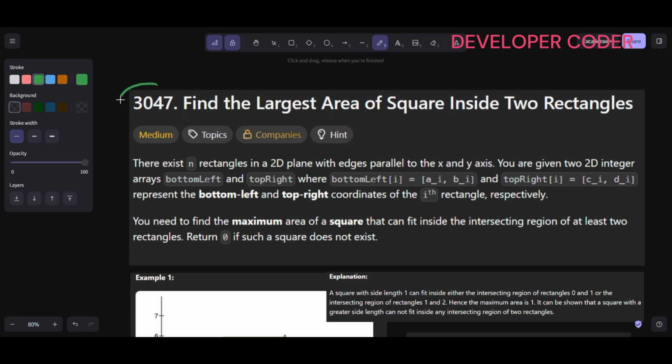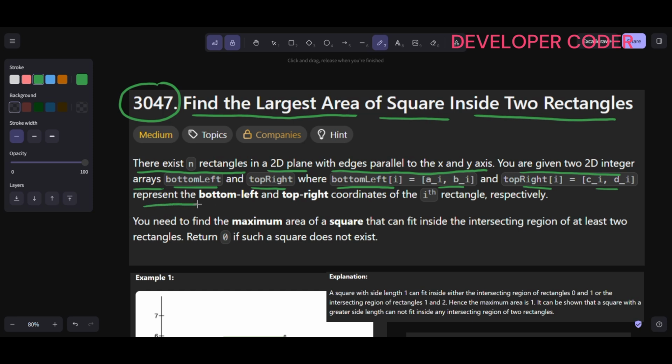Problem number 3047. Find the largest area of square inside two rectangles. So let's read the problem statement. There exist n rectangles in a 2D plane with edges parallel to the x-axis and y-axis. You are given two 2D integer arrays, bottom left and top right, where bottom left of i has two values, a and b, and same way top right has two values, c and d. It represents the bottom left and top right coordinates of the ith rectangle, respectively.